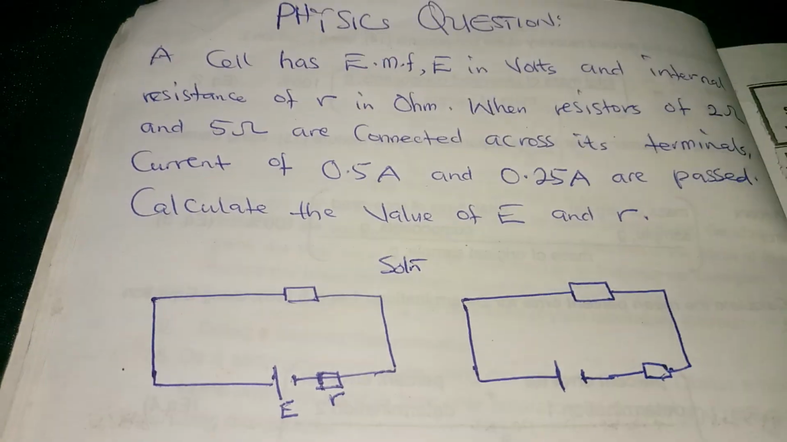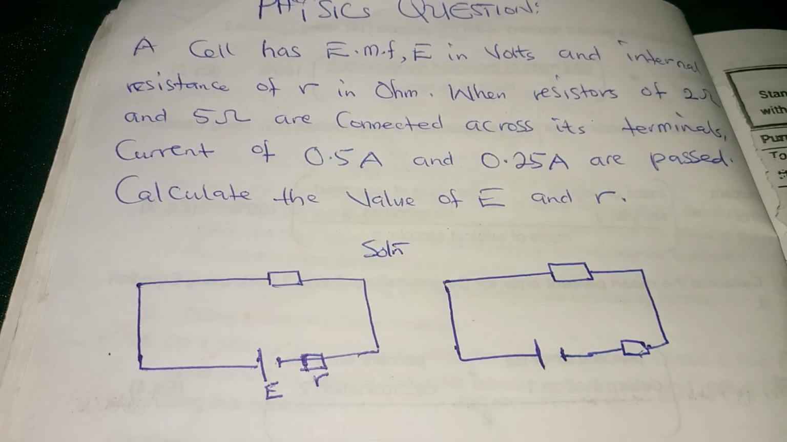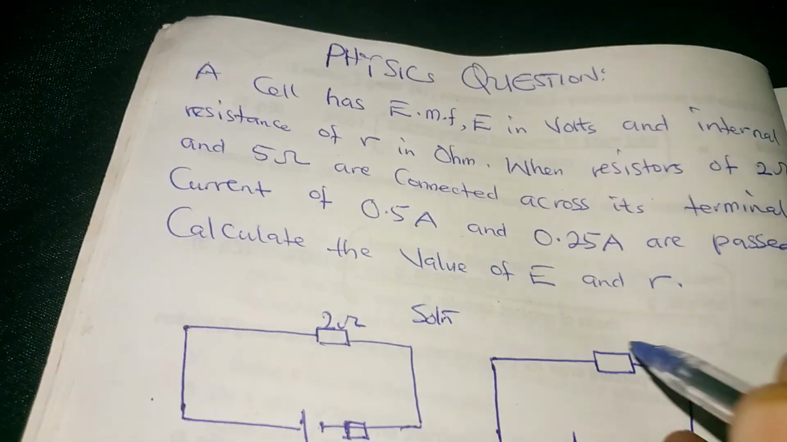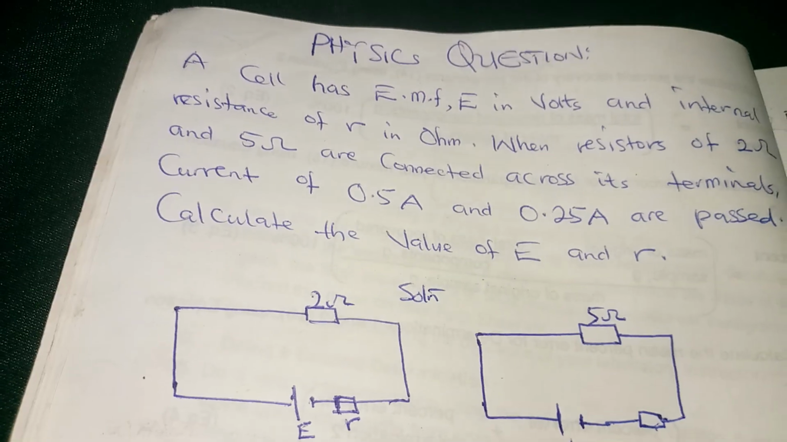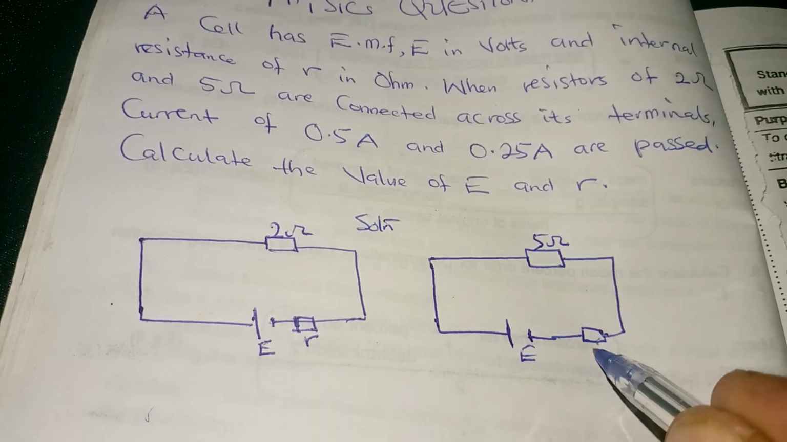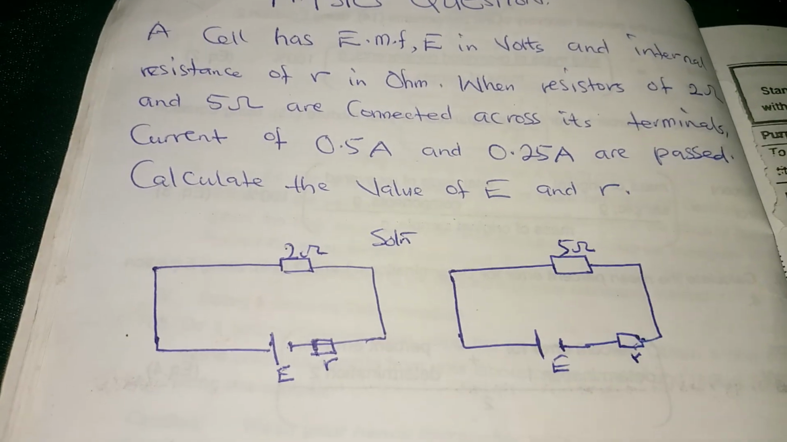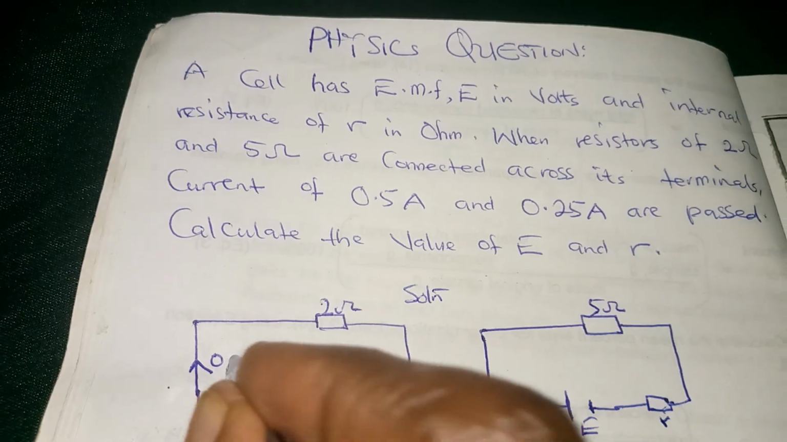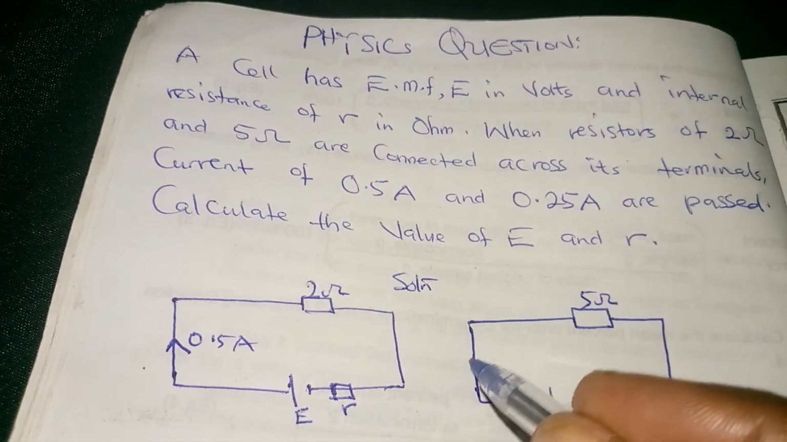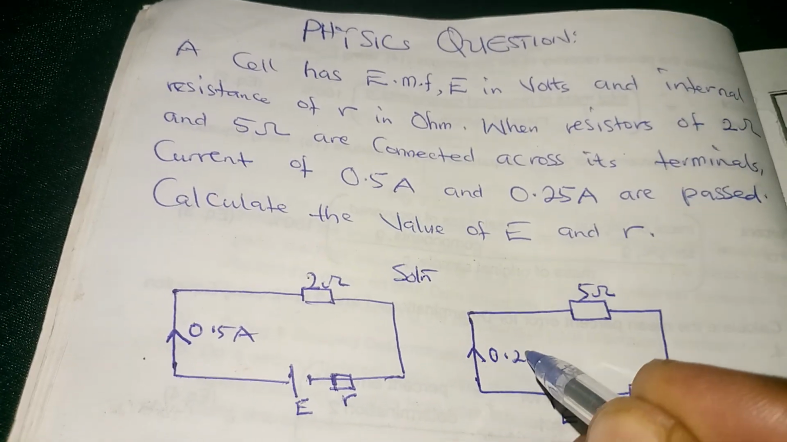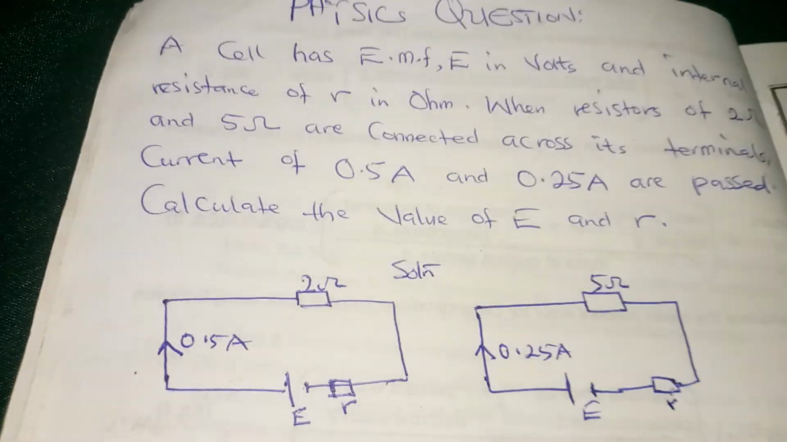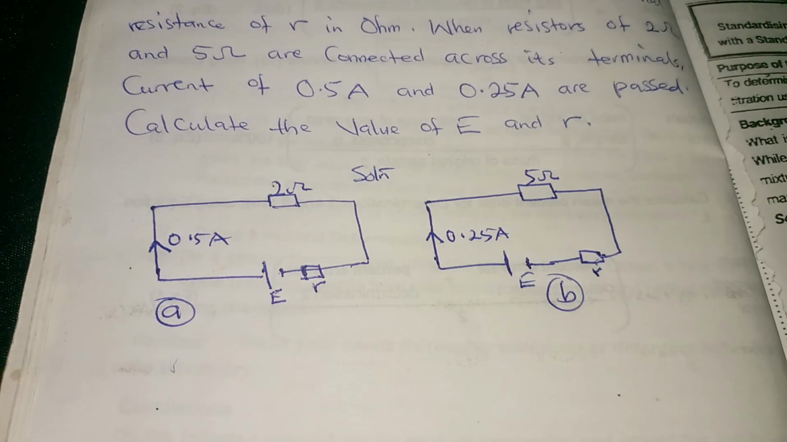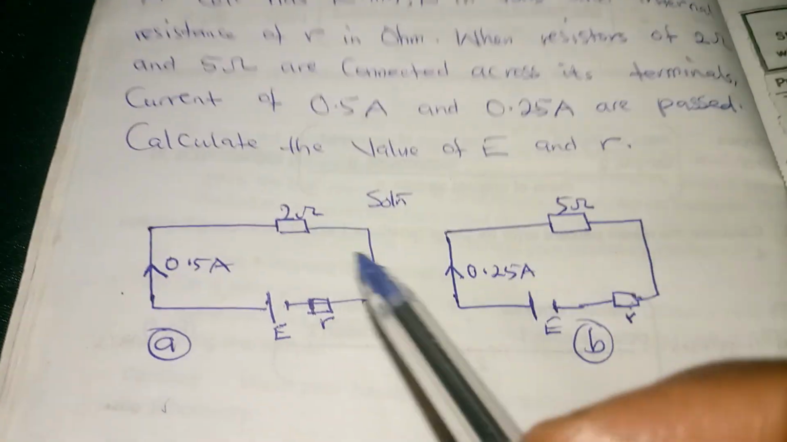Now, I come to this place, I have my 2 ohm here and I have my 5 ohms here. My electromotive force is E and my internal resistance is r. Now they say current of 0.5 ampere in the first one, and in the second one I have my current of 0.25 ampere. As simple as that, I can name this one A and this one B. The next thing you need to do is let's focus on A.